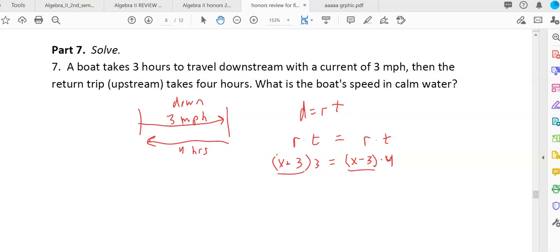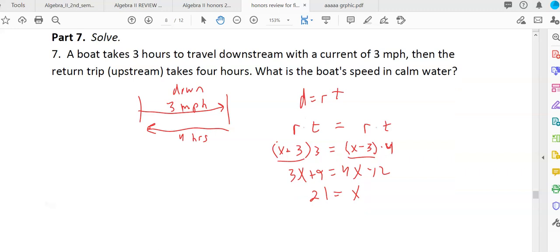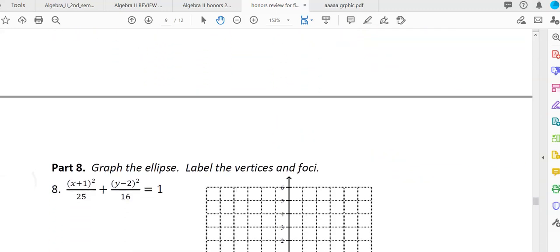Let's double check that makes sense. I think that makes sense here. So this would be 3x plus 9 equals 4x minus 12. So x equals 21. So what is the boat speed? So it's going 21 miles per hour minus or plus the current, and then 21 miles per hour. Does that make sense? Yeah, I mean, that makes sense. That's going fast though. I guess maybe it's a speedboat. I was thinking canoe there for a second. It could be a speedboat.